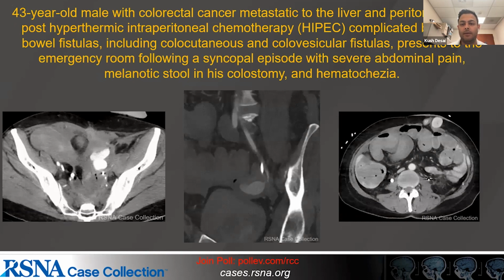43-year-old male, colorectal cancer, metastatic to liver, peritoneum, status post HIPEC surgery, which is a hyperthermic intraperitoneal chemotherapy administration, complicated by multiple bowel fistulas, colocutaneous and colovesicular fistulas, who presents following a syncopal episode with severe abdominal pain, melanotic stool, and his colostomy and hematochezia. You have a couple images right here of a CT angiogram, and you can see contrast that's accumulating in bone windows, or bone or vascular windows in the middle image, and then probably a little bit delayed in the rightmost axial image. We'll go to the next slide.